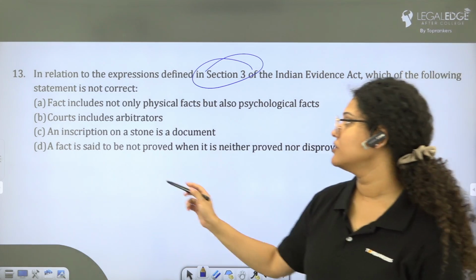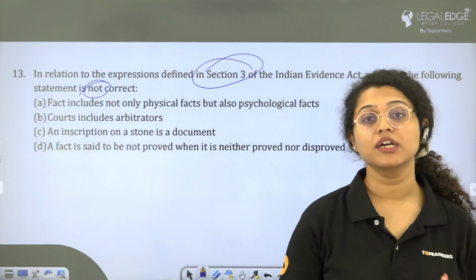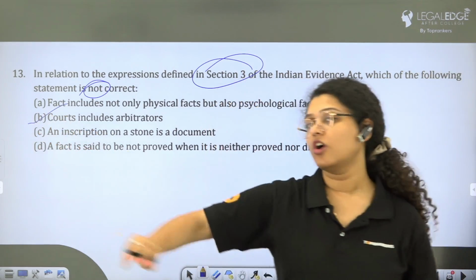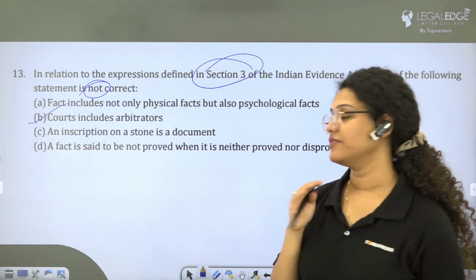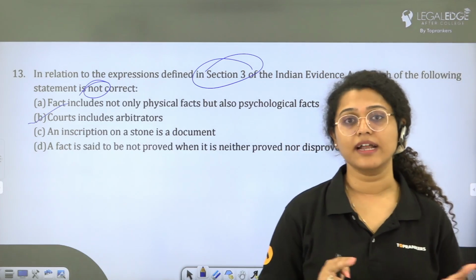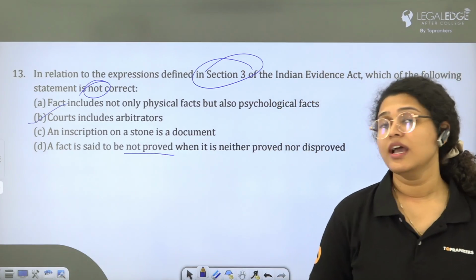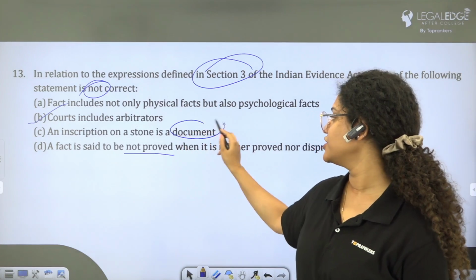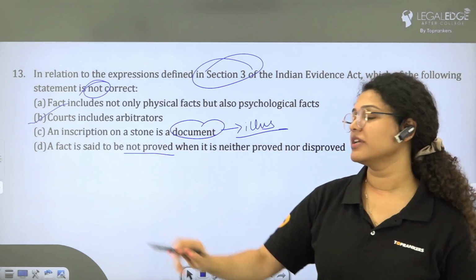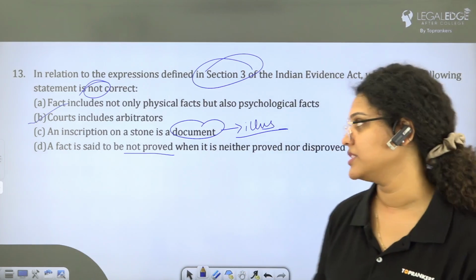Here also they have asked "not". What is not correct? Your option B is not correct. Court does not include arbitrator under the definition of the Indian Evidence Act. But facts, yes, include physical facts and psychological facts. The definition of not proved is also the same as given here. And the inscription on a stone is given in the illustration of document; in the illustration to your definition of document, you will find that an inscription on a stone is a document.